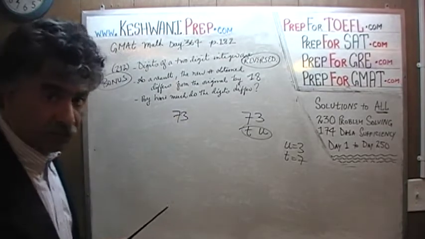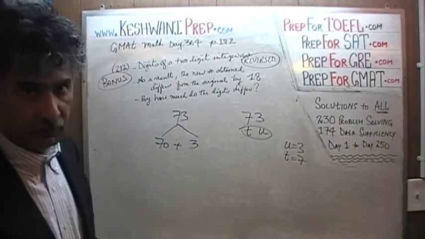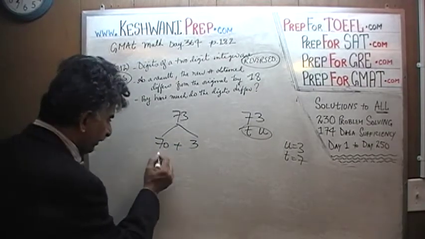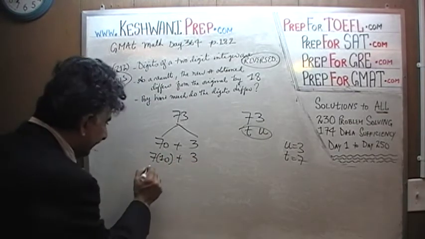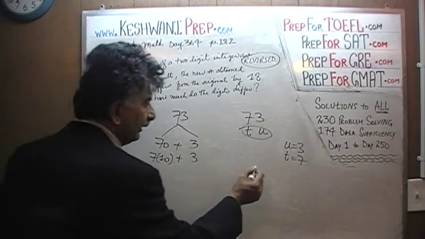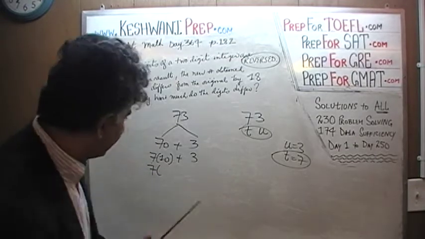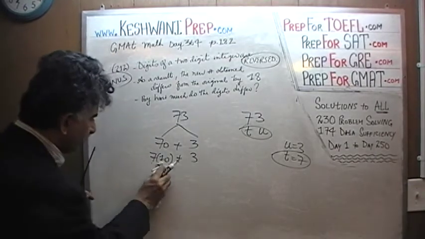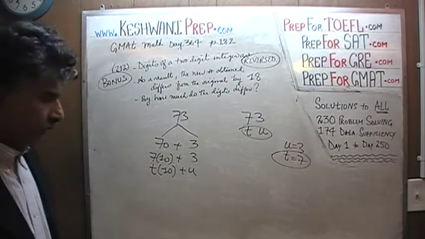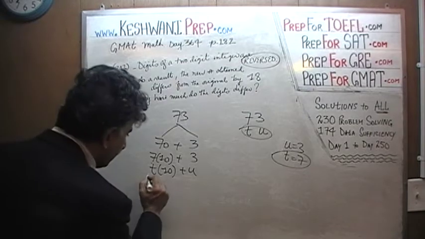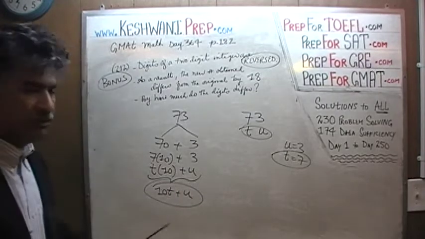73, believe it or not, is so called because it is made up of 70 plus 3. Of course, 70 here tells you that we have 7 tens plus 3. The 7 is our 10 digit, so instead of 7, we can write down t for the 10 digit. So we have t times 10, plus u. Or if you want to make it look a little bit better, this can be written as 10t plus u. 10t plus u is our original number.